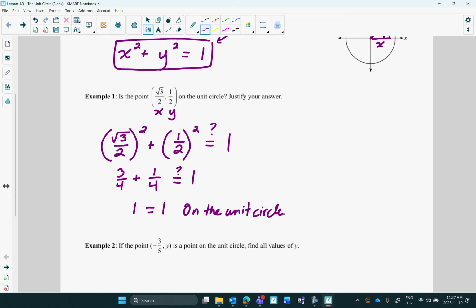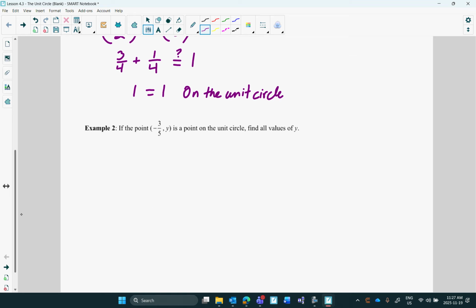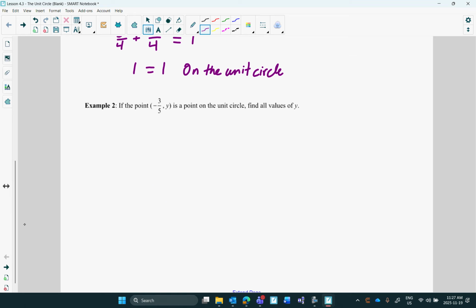A little variation on this problem. What if we are given the point, but we are not given the y coordinate, but we're told it is on the unit circle? How could I make an equation to figure out what y is?